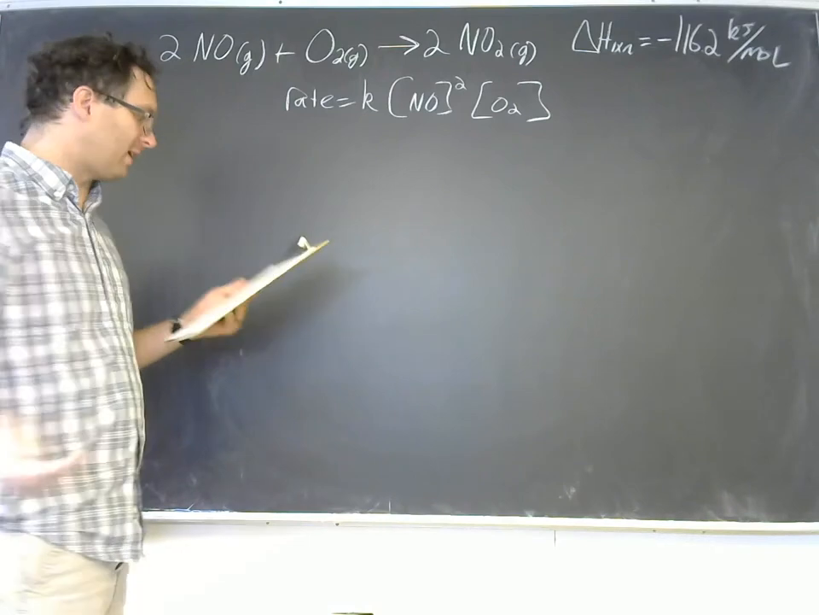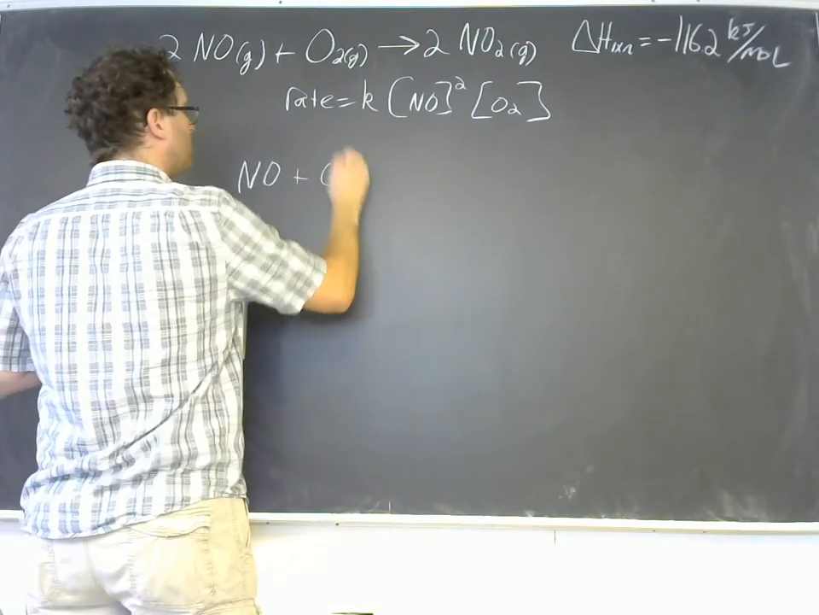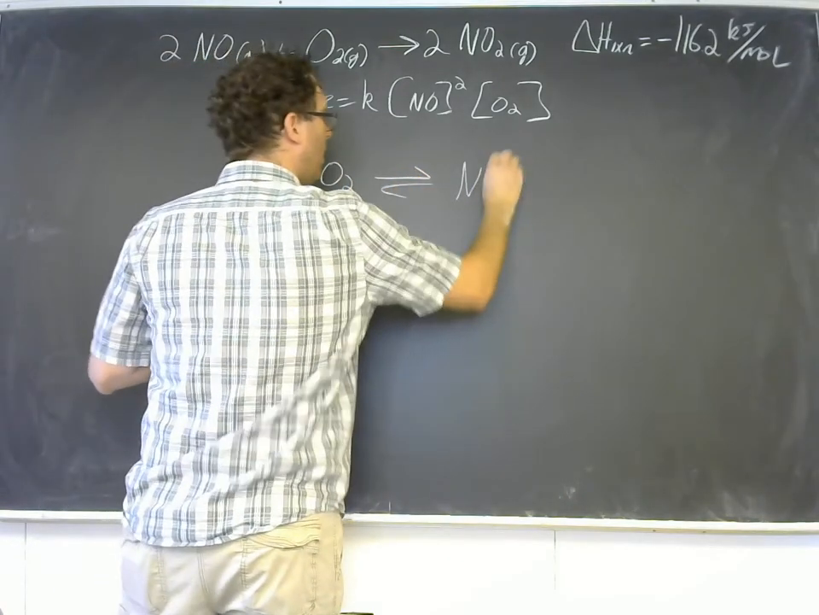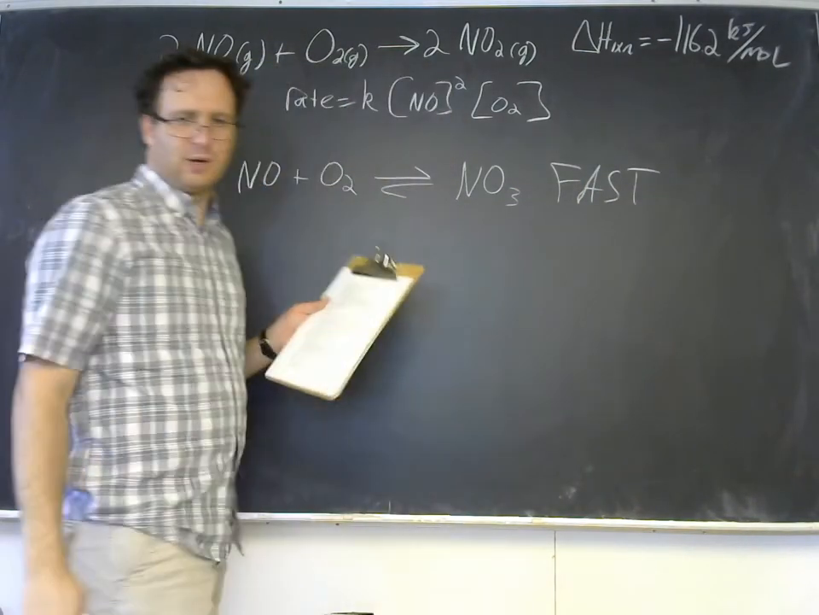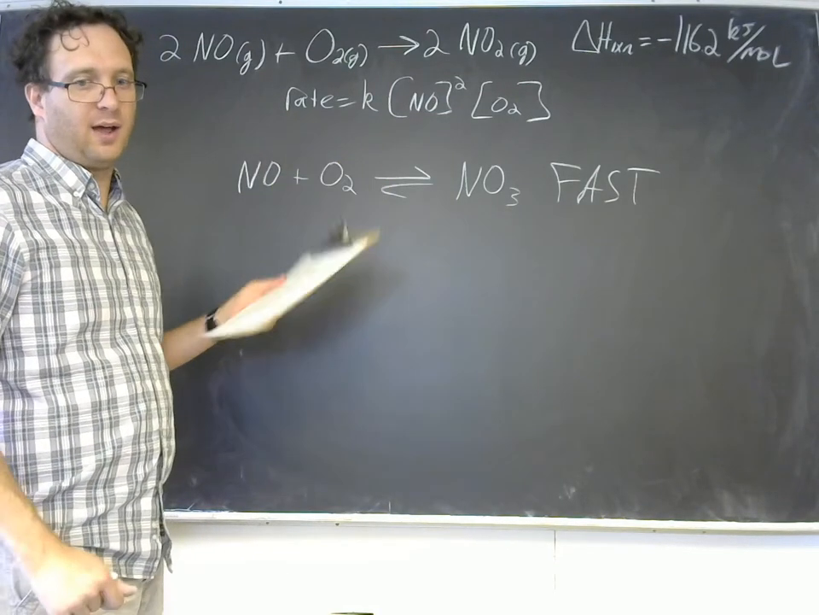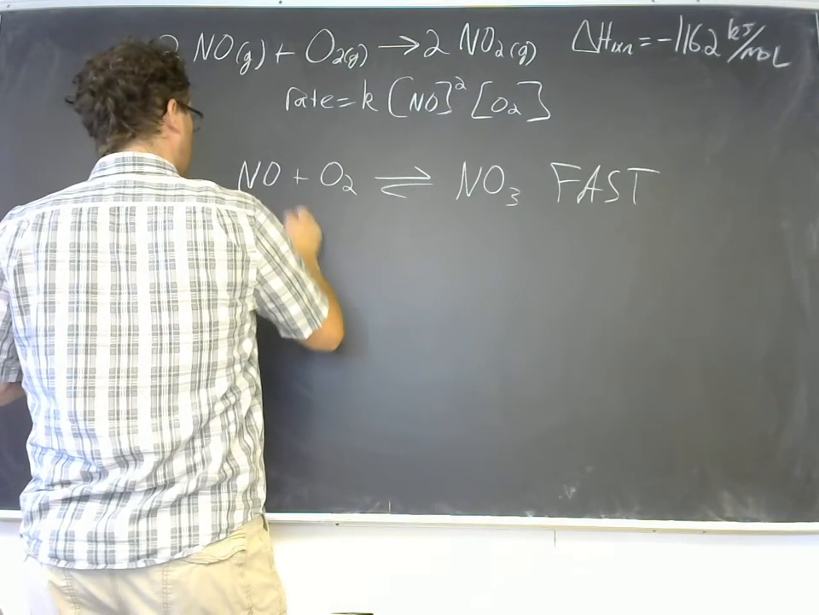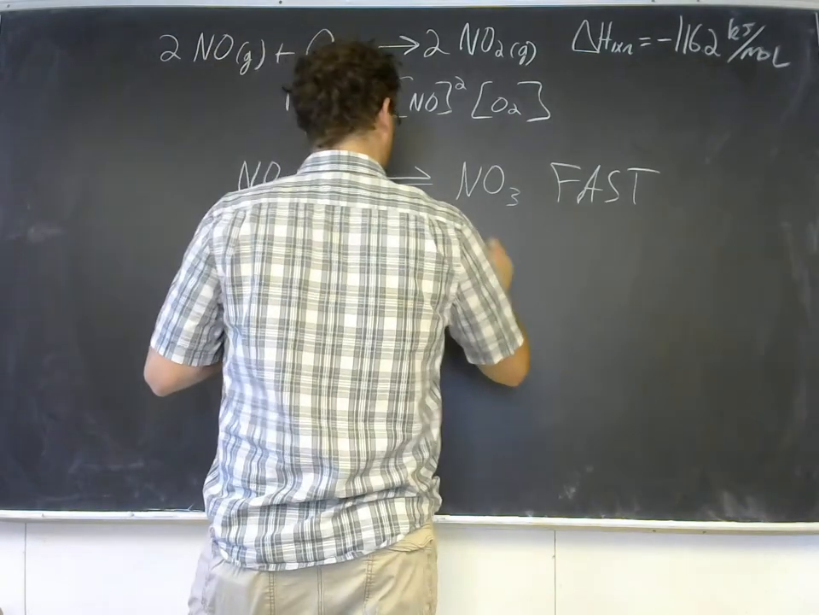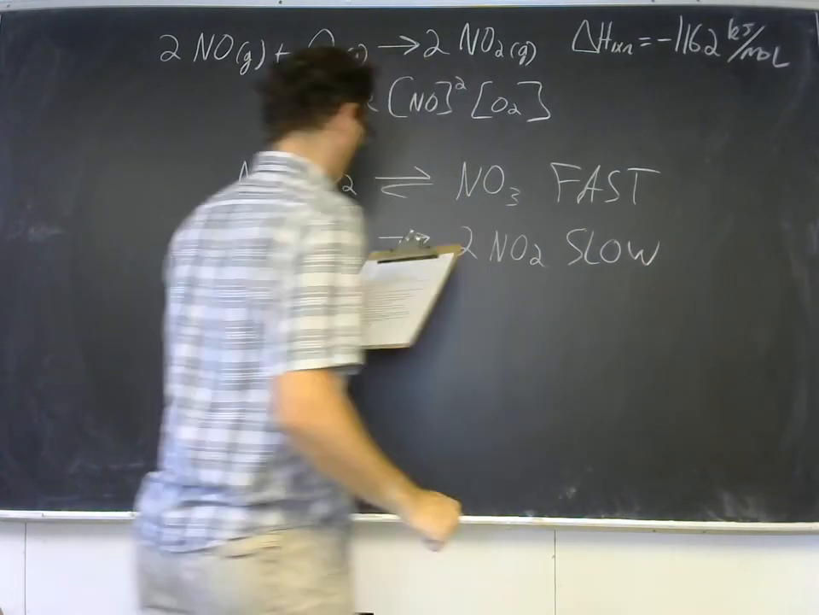So a proposed mechanism is that we have NO plus O2 in equilibrium with NO3, and this equilibrium is the fast step. And so we will achieve equilibrium because that elementary step is fast. And then the second step is NO plus NO3 forms 2 NO2, and this is slow.